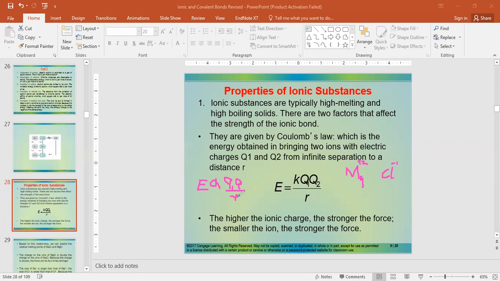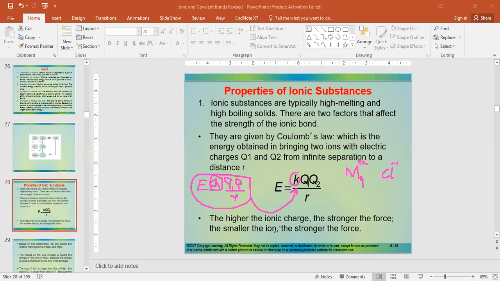R is the distance actually. And that brings us to this equation here, that you can see here. That's why you can see a K here. This K is a result of the removal of the proportionality sign. And from this, you can also see that when the charge of the ion is high, then you are going to get a high energy. Or the higher the ionic charge, the stronger the force.